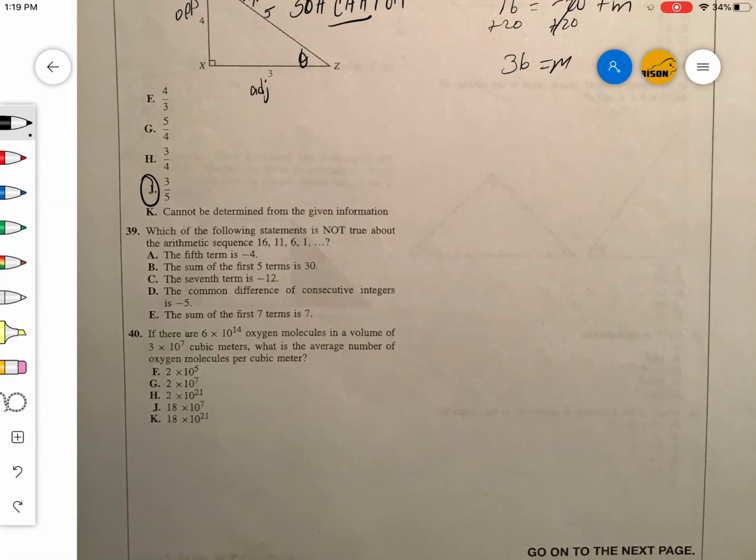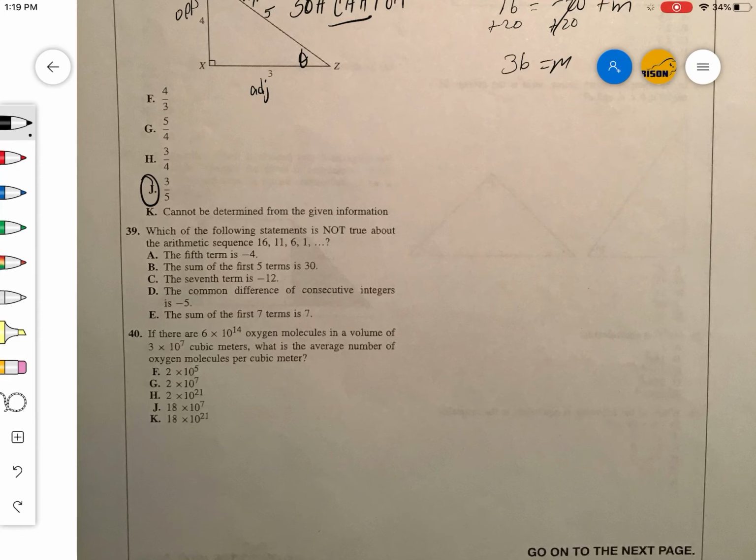All right, which of the statements is not true about the arithmetic sequence 16, 11, 6, 1? Okay, so arithmetic sequences follow the same pattern all the way through. This one says the fifth term is negative 4. Let's figure out what the pattern is here.